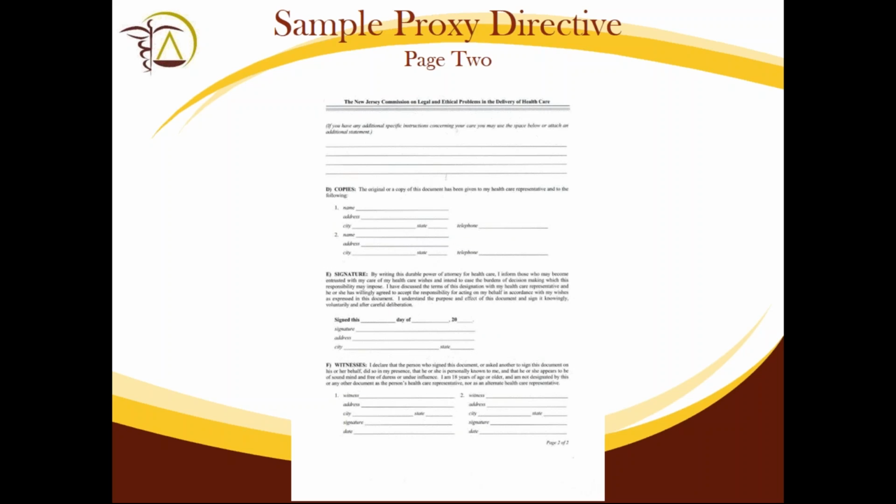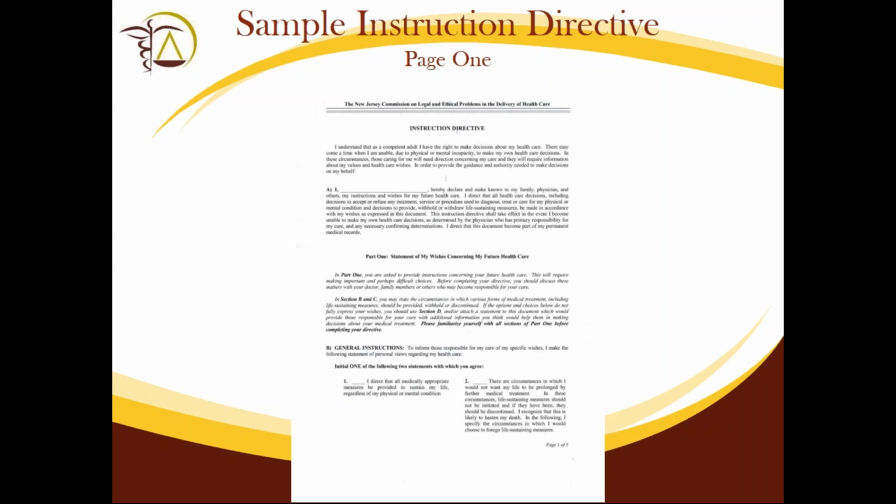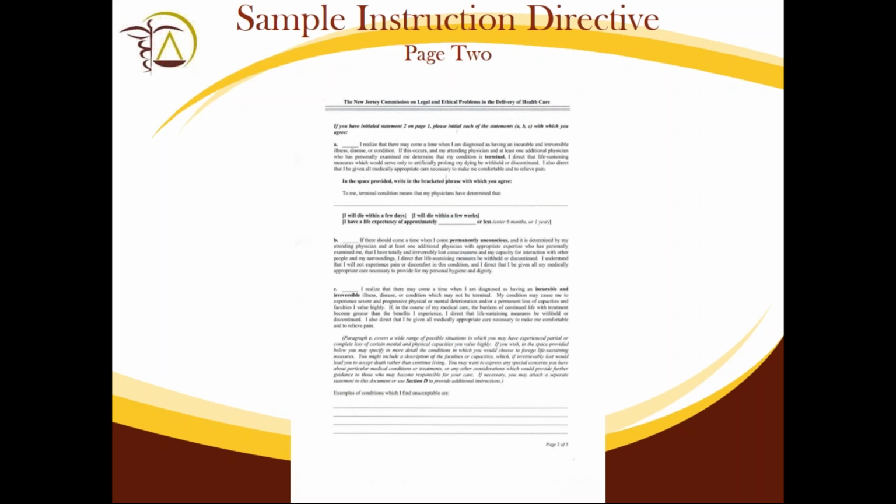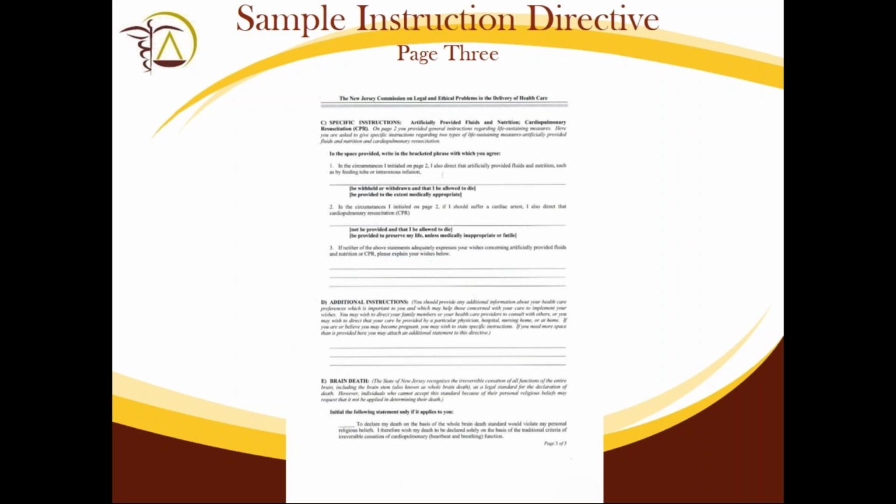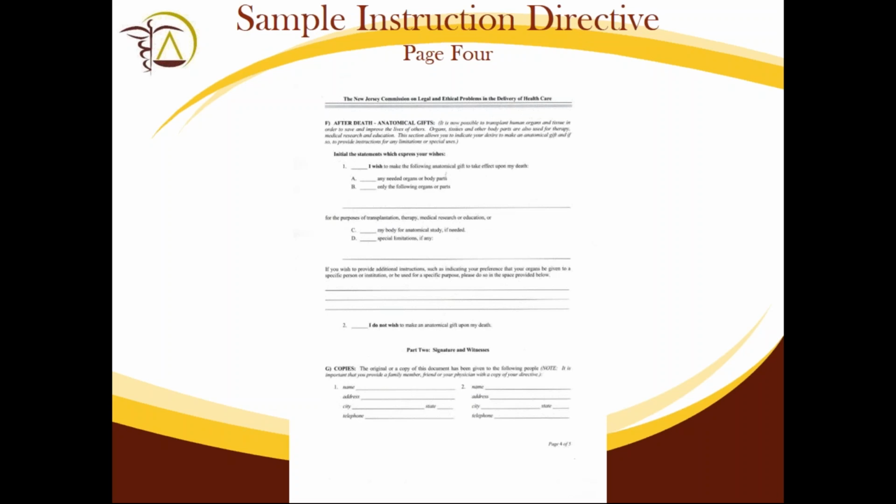You can see where there are different signatures required, things of that nature. Instruction directive. This gives examples of some of the instructions that individuals might want to include in an instructive directive. Typically, as a rule with these documents, if something is left blank, it is assumed that the patient wants all of the proposed care in that section.